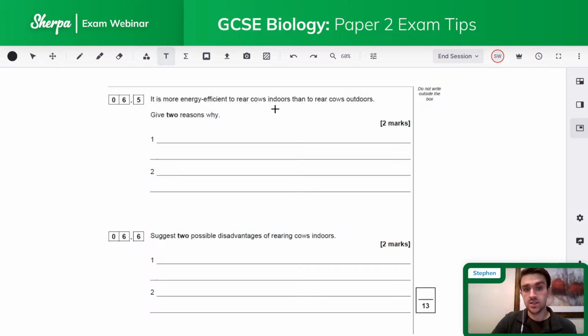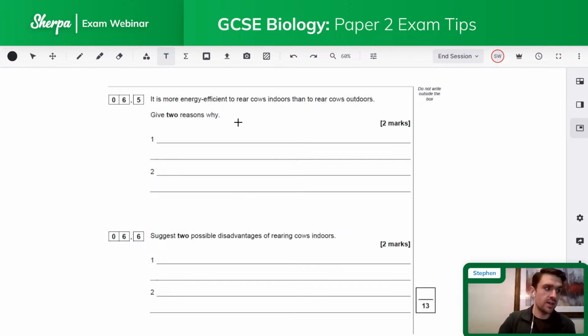Now, this just asks you to think back to content from the course. We do a lot of information about intensive farming and good farming techniques. So why is it better to rear them inside compared to outside? Even if you have no clue, just think of the differences between inside and outside.